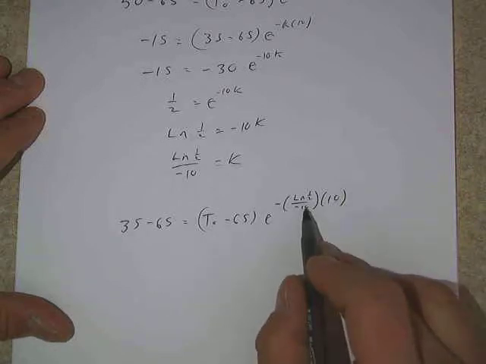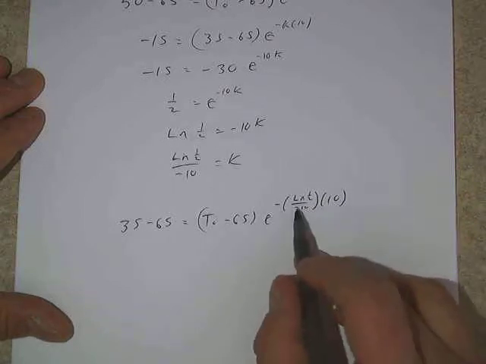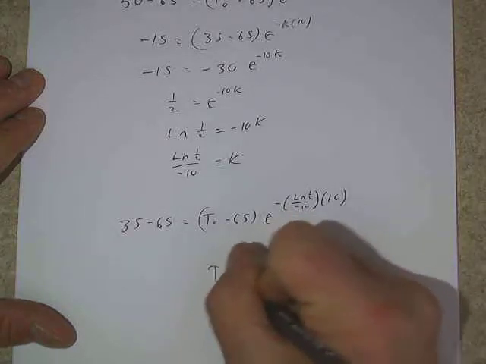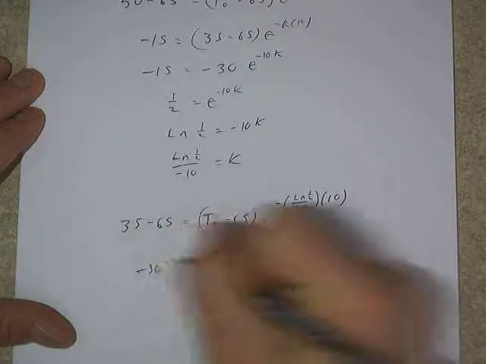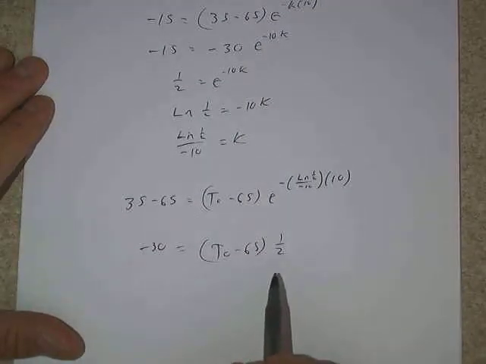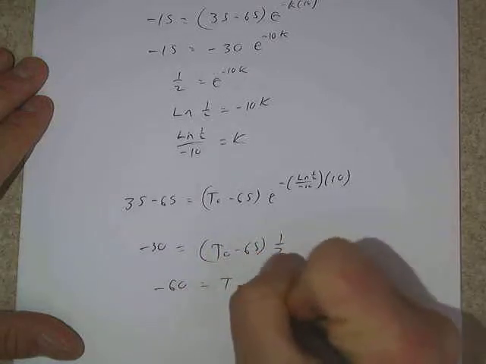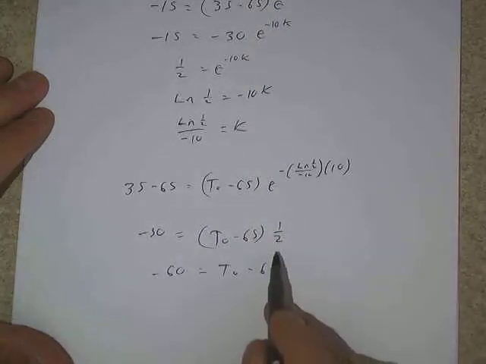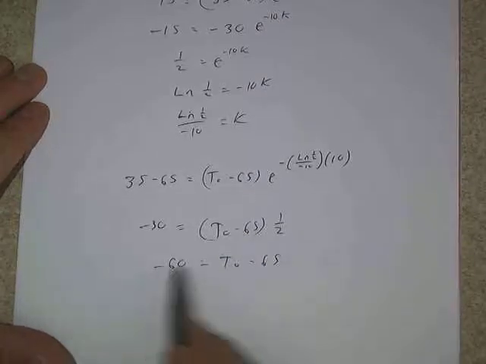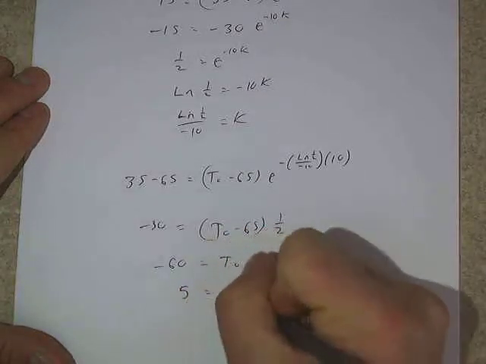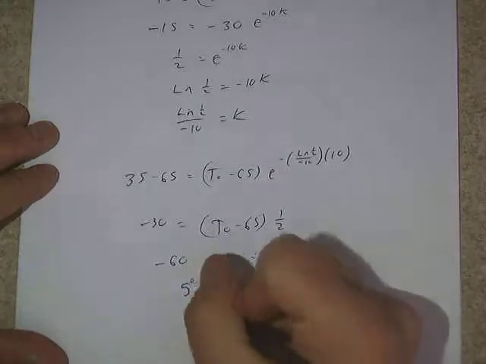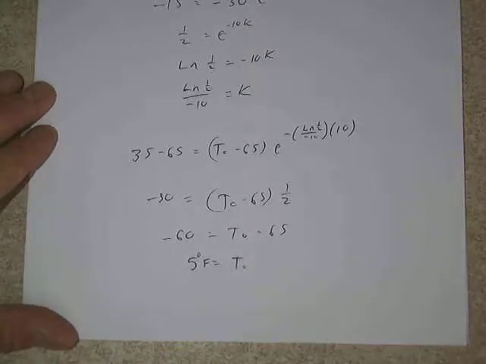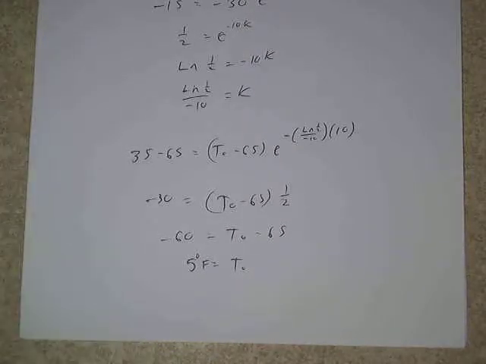So ultimately, the negative here is going to make it positive. True? And we got 10 here and 10 here, which are going to cancel out. And then we're going to be left with e to the natural log of a half. So isn't that just a half? And over here we got negative 30 on this side. And if we multiply by 2 on both sides, we get negative 60 equals T sub 0 minus 65. And if we add 65, we get 5 degrees as our T sub 0. And it's degrees Fahrenheit.